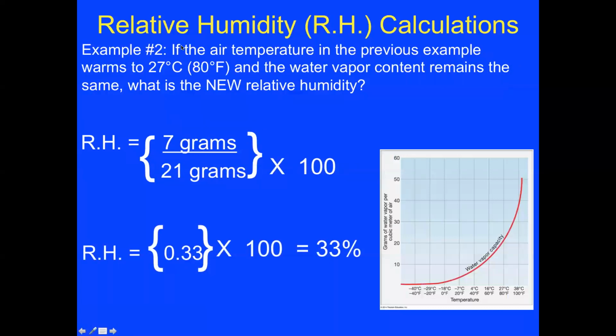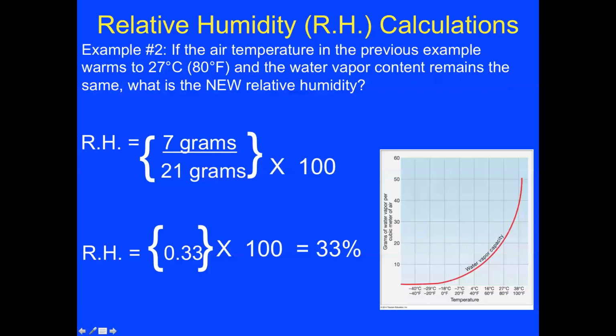This next example, we're warming the air. So if the air temperature in the previous example warms to 27 degrees C, which is about 80 degrees Fahrenheit, and the water vapor content remains the same, what is the new relative humidity? So now we still have 7 grams, but our capacity has changed.